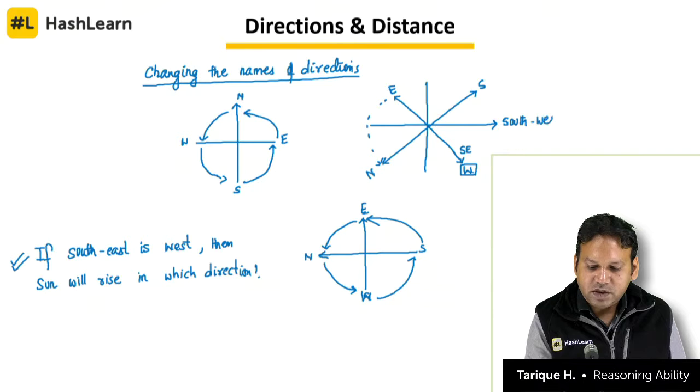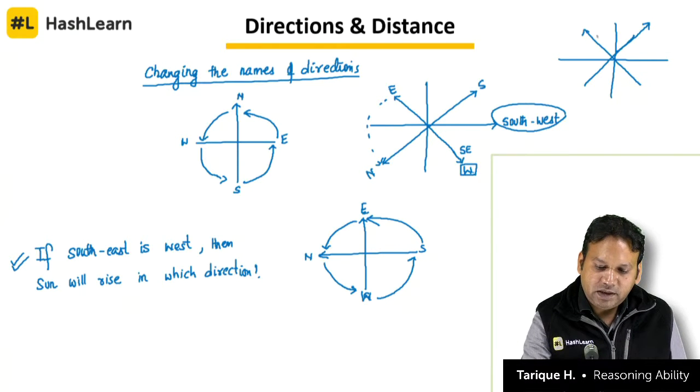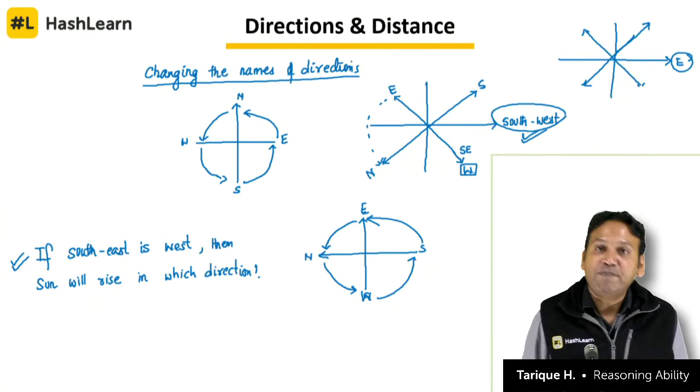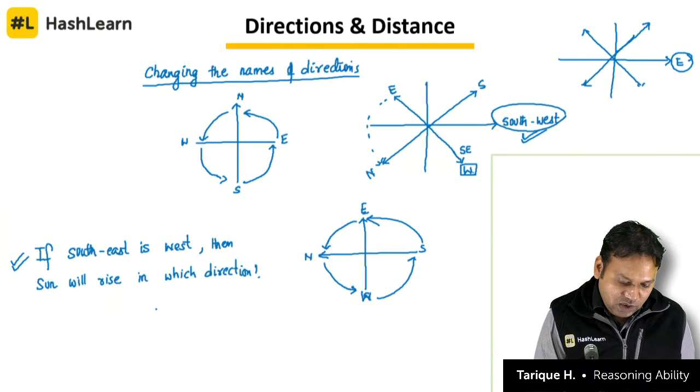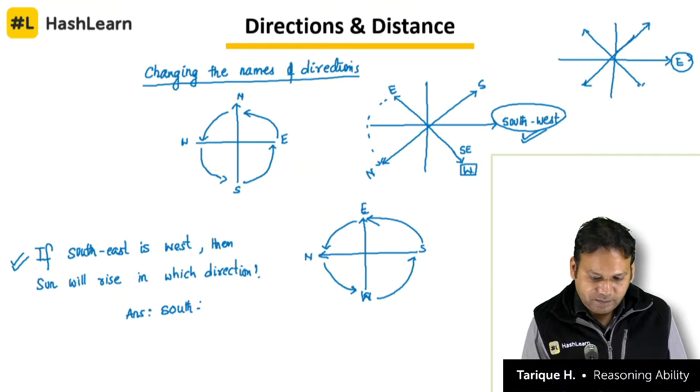This is our southwest. Now if you correspond this with the actual direction that is represented by the same thing, we know that this is actually our east, and we know sun rises in the east, but what is east being called here? East is being called southwest. So the answer for this question would then become southwest. Clear?